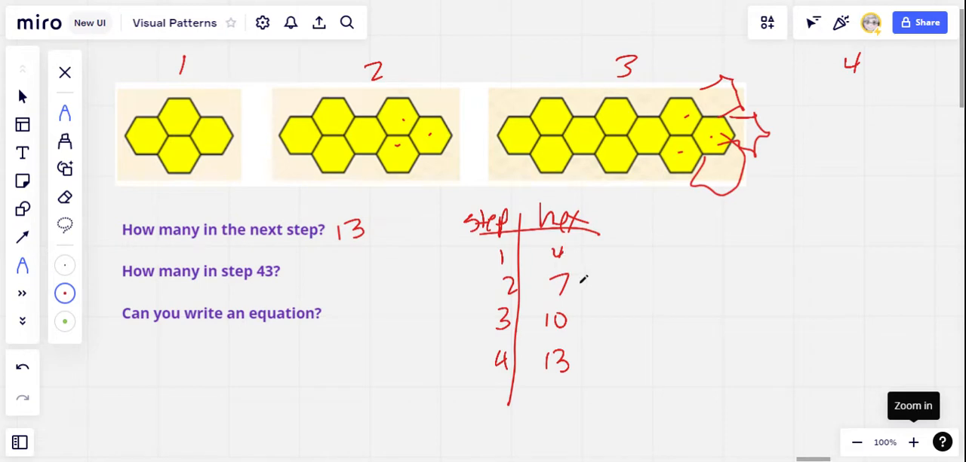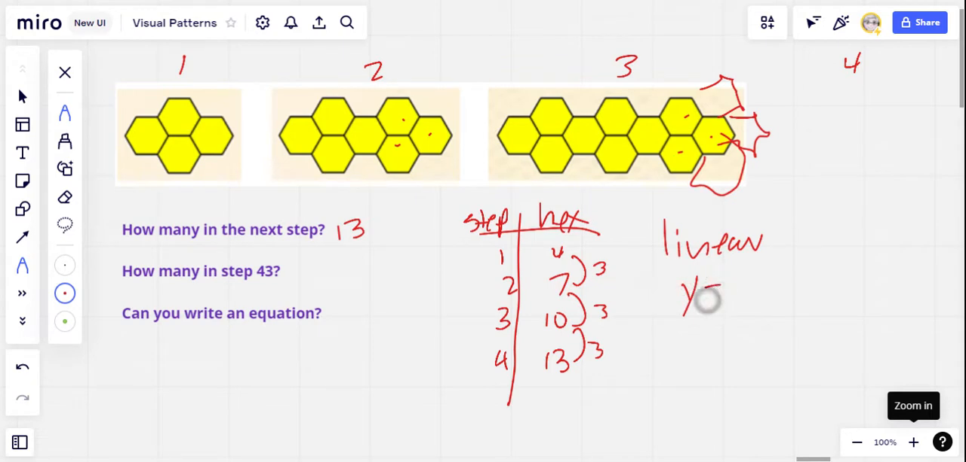And then we're going to look at the difference between the number of hexagons in each step. So 7 minus 4, the difference between those two steps is 3. 10 minus 7, 3 again. 13 minus 10, 3 again. And that bears out what we saw visually. We seem to be adding 3, going up by 3 every step. When the difference is the same, when the change between each step is the same, we call that pattern linear.